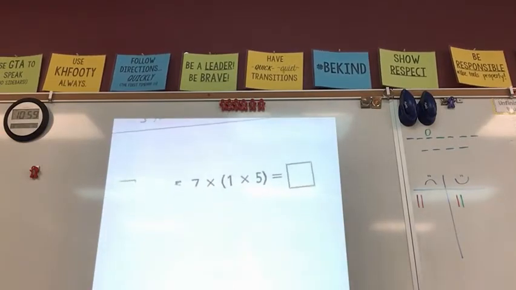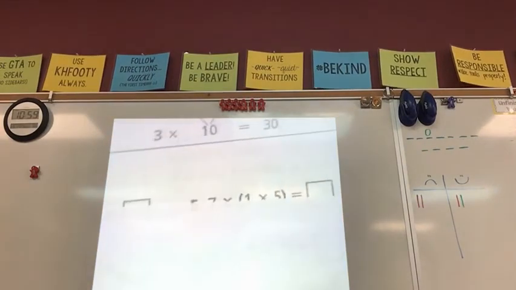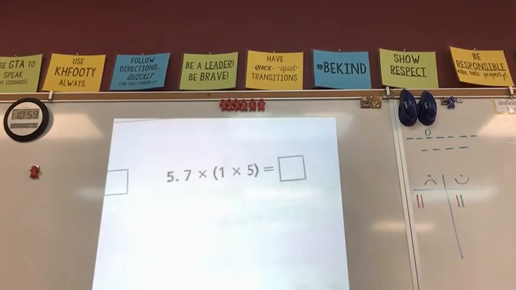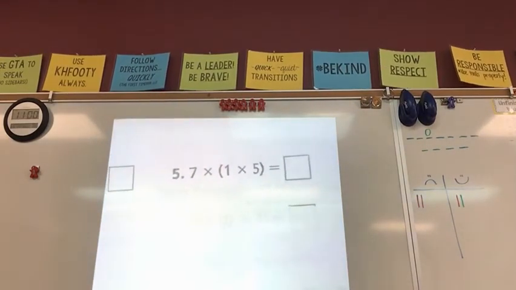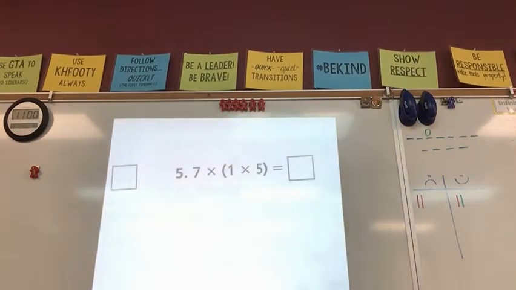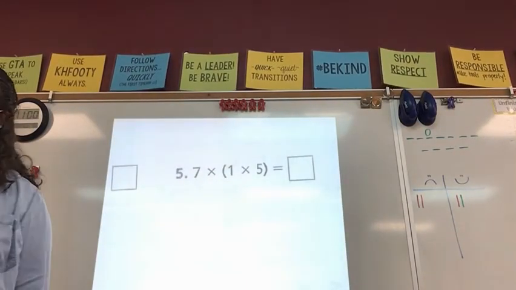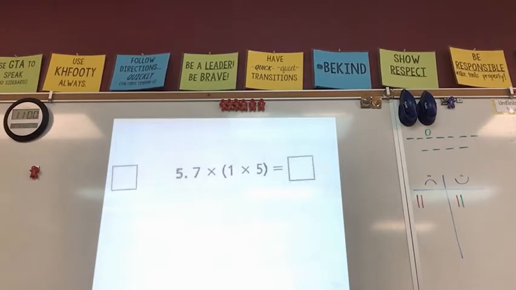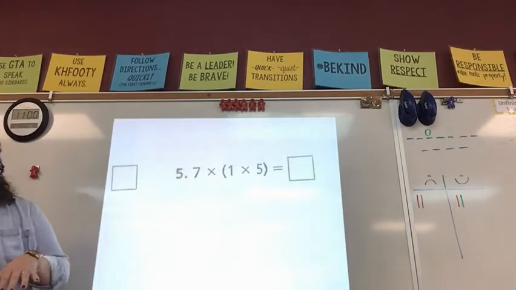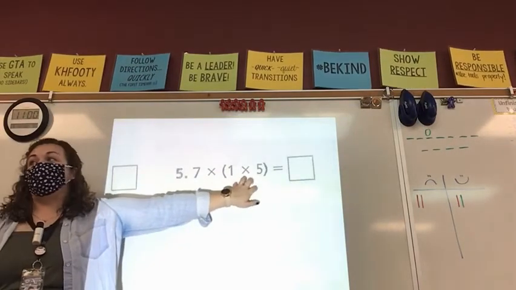Oh my goodness. You would think it's easy, but for some reason I cannot get my paper to line up. 7 times 1 times 5. It's basically 7 times 5. Oh, is it? I don't know. Show your work. Don't forget to do the parentheses part first, right?